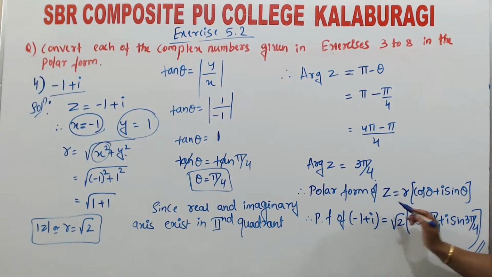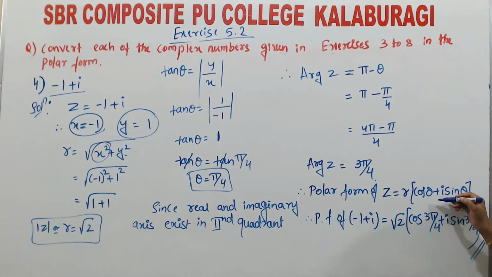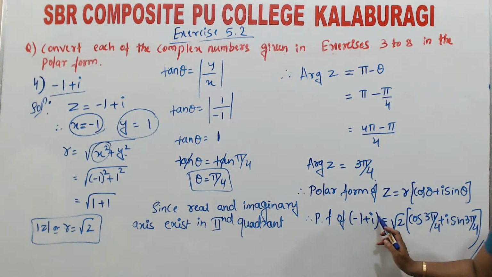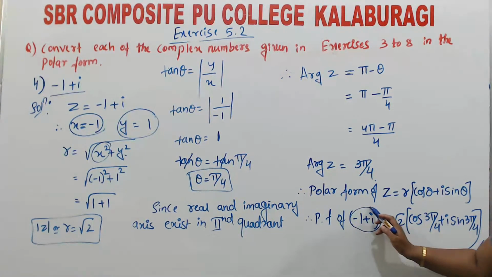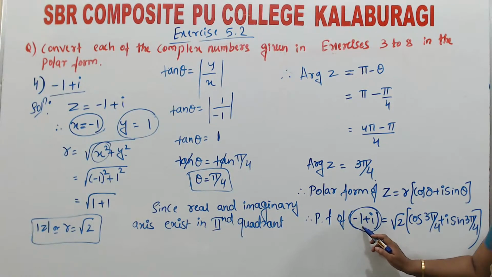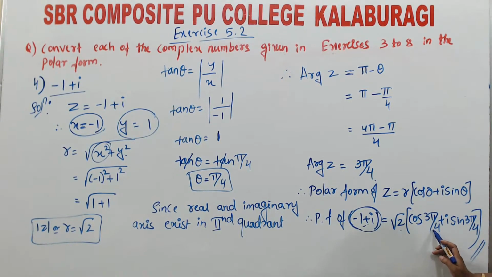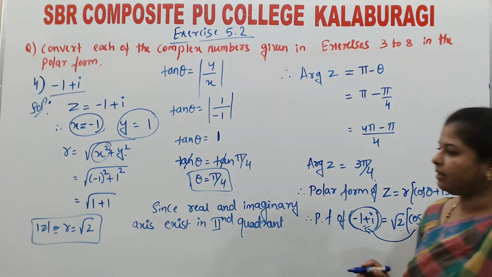The polar form of a complex number is r cos theta plus i sin theta. This is our Cartesian form, our given complex number. This Cartesian form we are writing in polar form, right? For writing the polar form, we have to find the modulus and argument. This is the polar form of the given complex number. Is it clear?